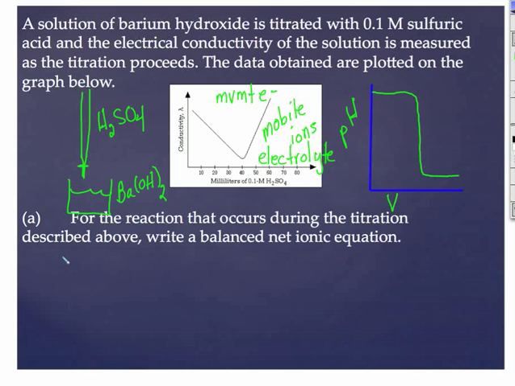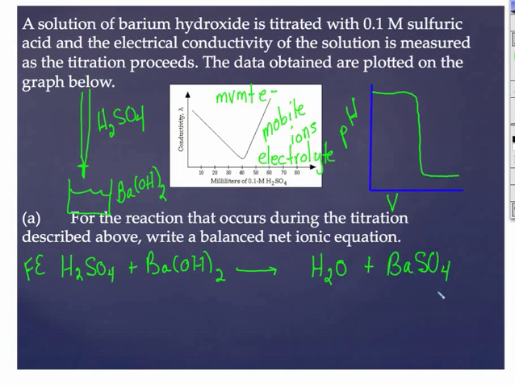Now, question 1 says write the balanced net ionic. So I'm going to write the complete formula equation first. H2SO4 plus barium hydroxide. This is a neutralization, simply a double replacement. HOH together make water. And then I'm going to get barium sulfate.